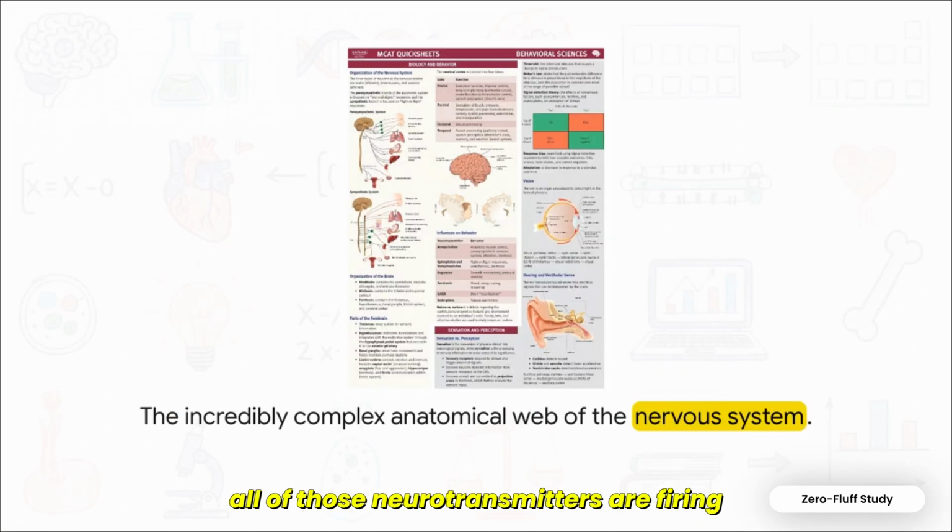And all of those neurotransmitters are firing within this incredibly complex anatomical web. You've got everything from the frontal lobe handling your executive function, all the way to the occipital lobe managing visual processing. Now, while you're memorizing these anatomical pathways, you definitely don't want to forget the electrical activity mapping over them. A truly great high-yield mnemonic for sequential brainwaves is BAT-T: beta, alpha, theta, delta.